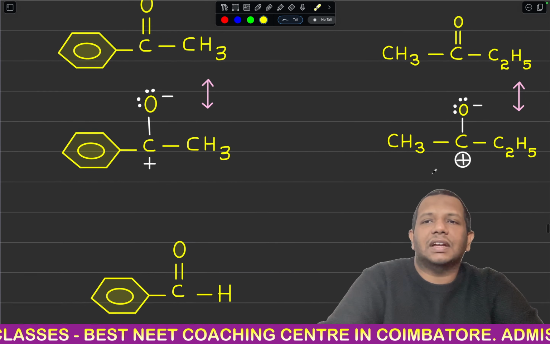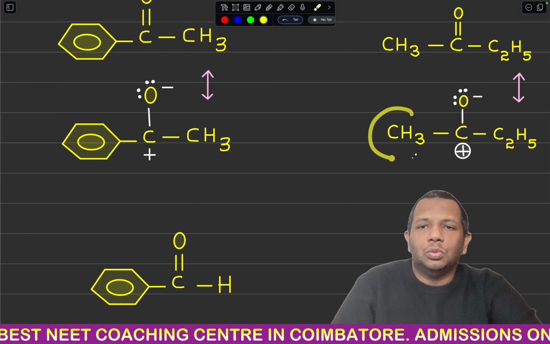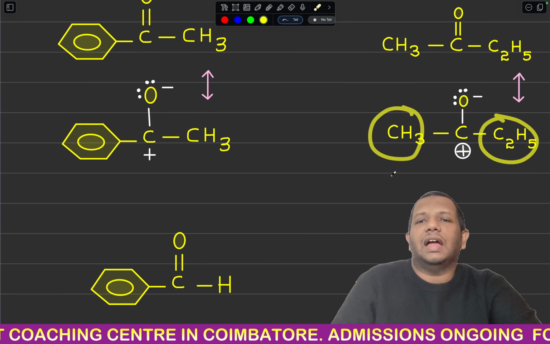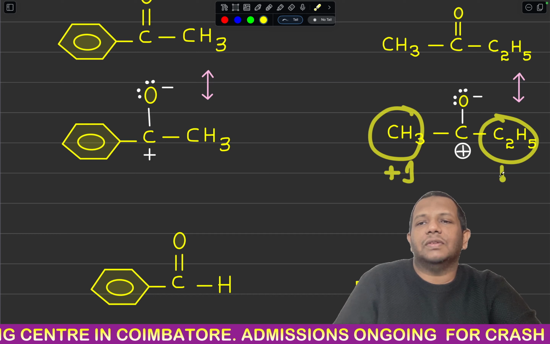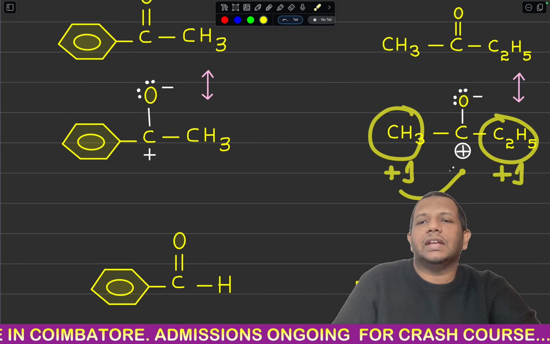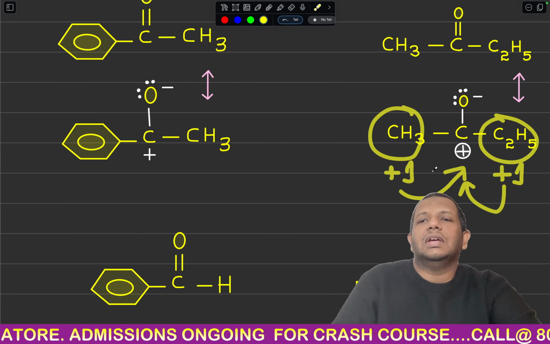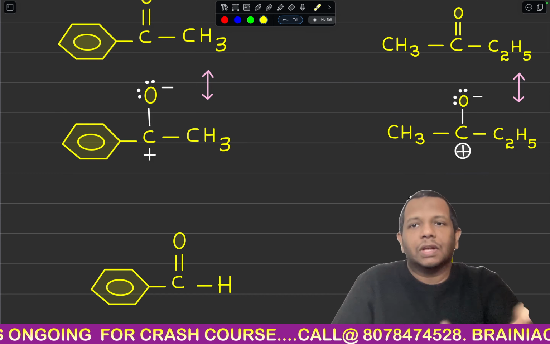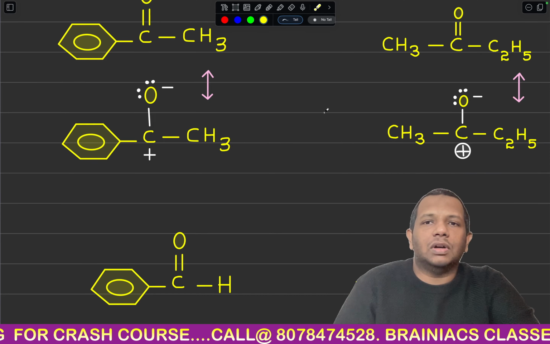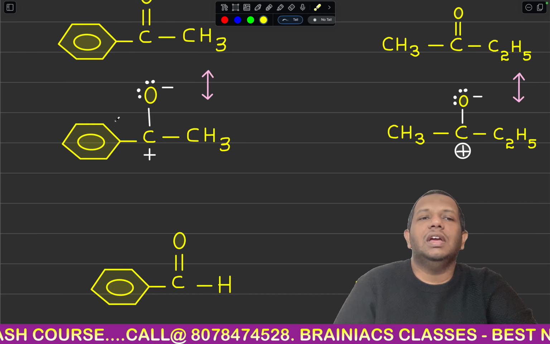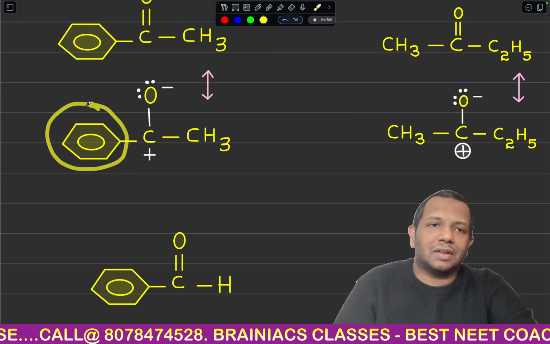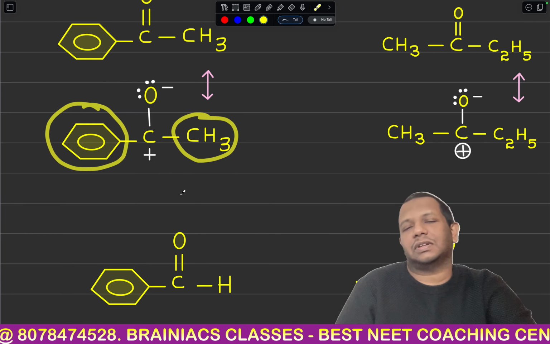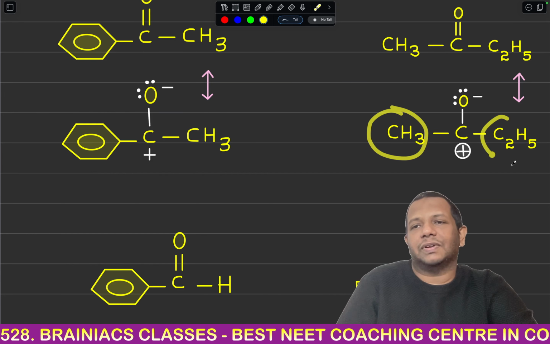Now coming to the second compound, you can see here you have 2 alkyl groups connected, and we know that both alkyl groups have plus I effect. So both of them will donate electron to the positive charge. Again, it is decreasing the magnitude of the positive charge. Correct? So compared to 1, 2 has a little more reactivity. Why? Because in the first compound you have 1 resonance and 1 plus I effect. Here both of them have plus I effect.